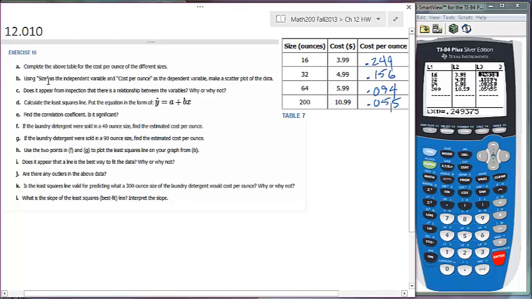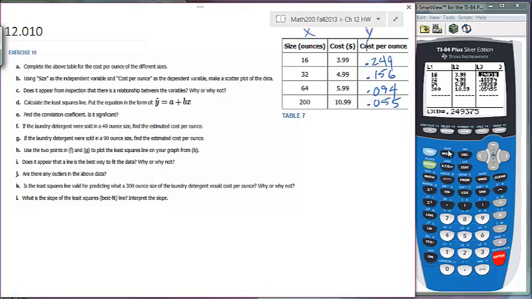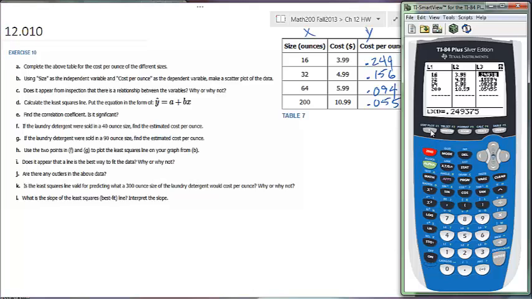Part B, use size as the independent variable, so that would be your X variable, and the cost per ounce as your dependent variable, or your Y variable, to create a scatter plot. So we're going to again use our calculator for this. Second function, stat plot. If you have any of these plots turned on, you can turn them all off first, or if you know how to manipulate things, you can just go to each one and turn them off or on as needed.